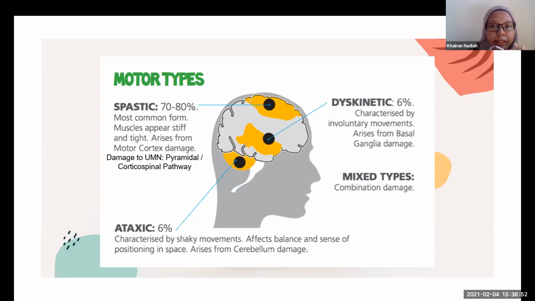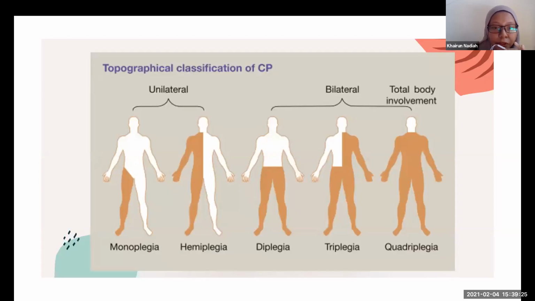Next is the dyskinetic. It accounts for 6%. It occurs due to damage to the basal ganglia, and it is characterized by involuntary movement of the muscles. And lastly is the ataxia. It accounts for 6%. It arises from cerebellum damage, and it is characterized by shaky movement, and it affects balance and sense of positioning in space. And we have another one, the mixed type, which is a combination of damage.